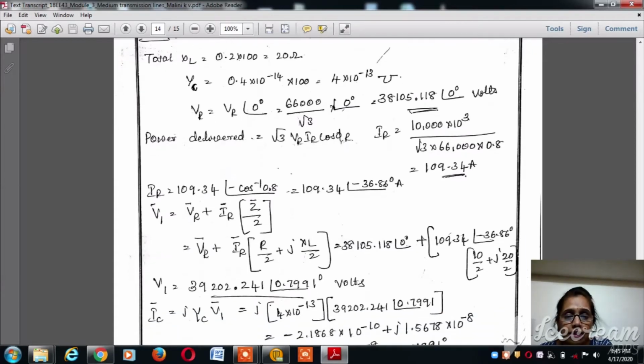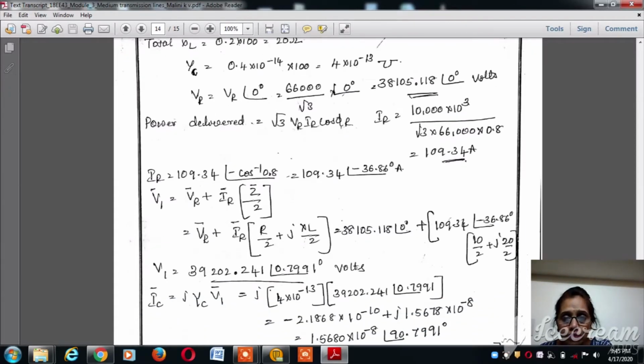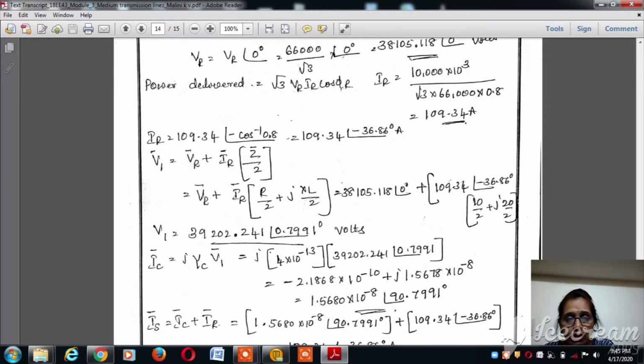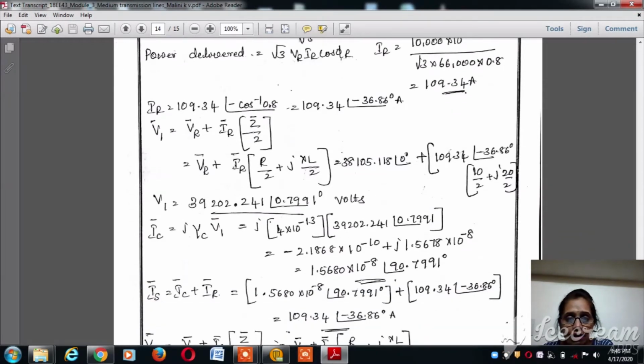Power delivered is equal to root 3 into VR into IR into cos phi r. IR is equal to 10,000 into 10 to the power 3 divided by root 3 into VR, which is 66 kV, multiplied by 0.8. IR is calculated as 109.34 amperes, and the angle is minus cos inverse of 0.8, so minus 36.86 degrees amperes.